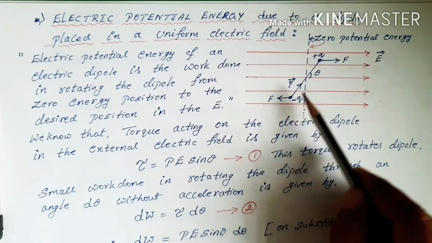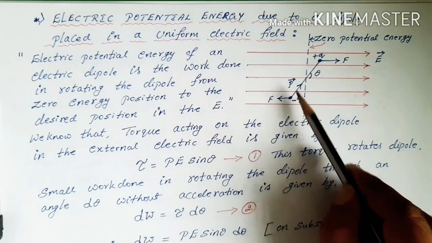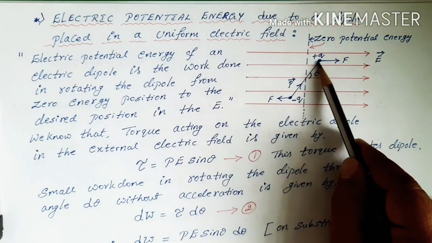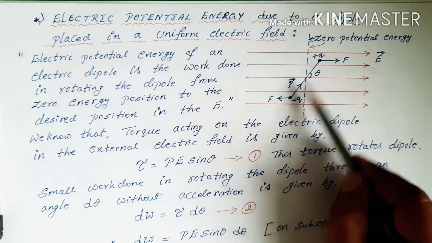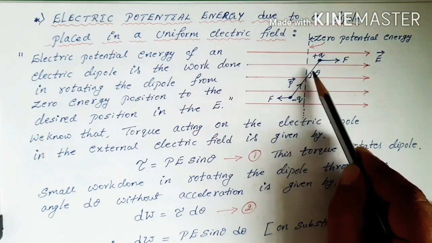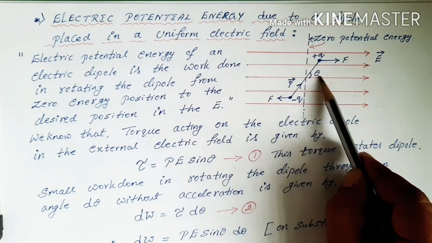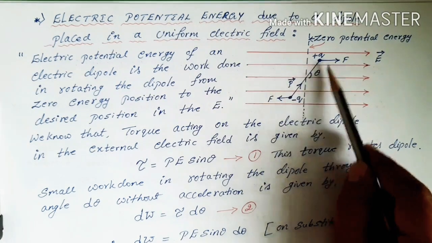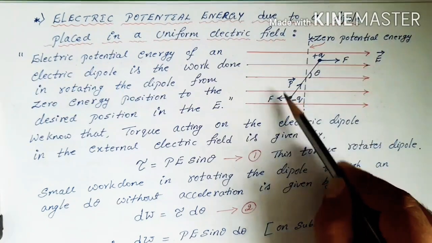Okay, and the angle between the dipole moment, as we know that the dipole moment P is directed from negative charge to positive charge, and it is directed from negative to positive. The angle between this dipole moment and the electric field direction is theta. Okay, and hence it experiences a torque also here. So two equal and opposite forces make the dipole rotate in an electric field.